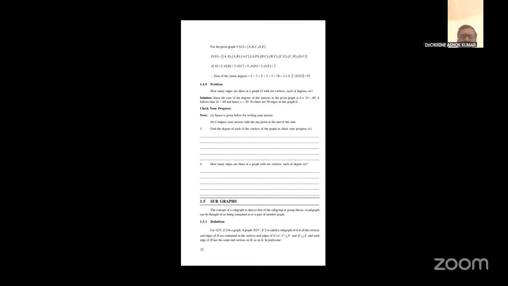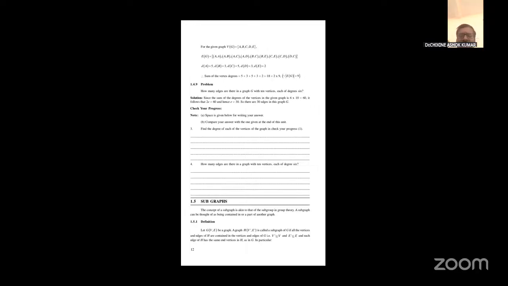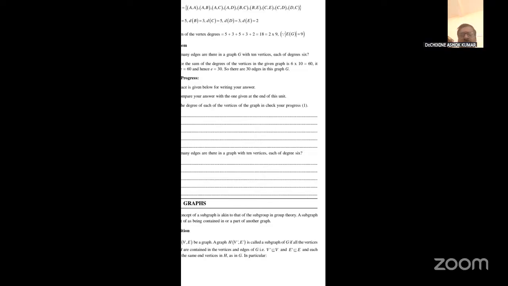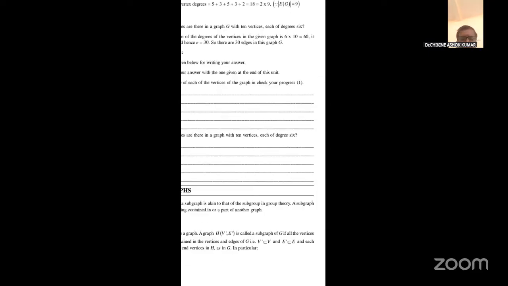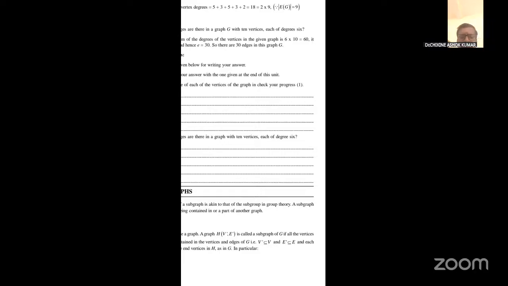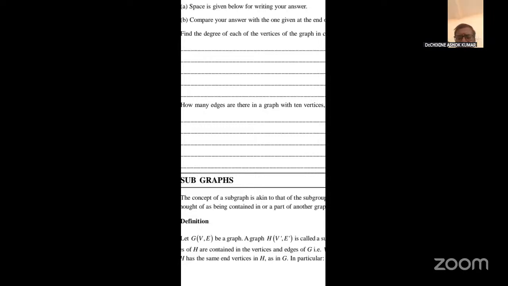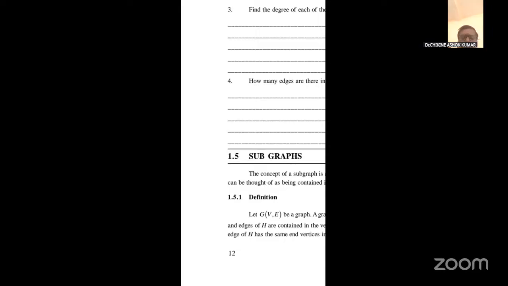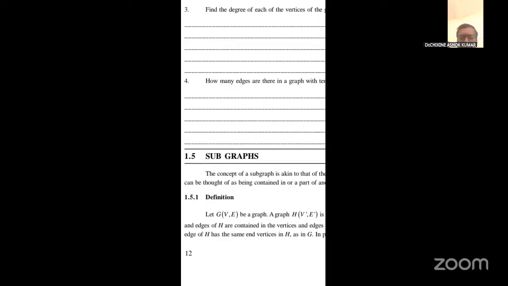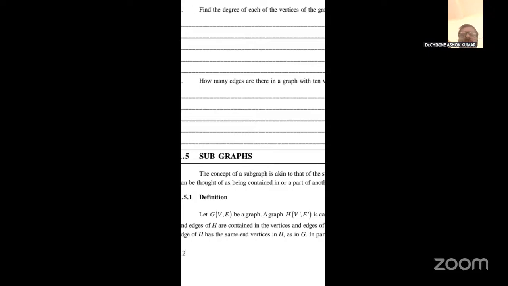Here is the definition. Let G be the graph with the vertices V and edges E. A graph H, another graph with V dash and E dash, where V dash is the set of vertices and E dash is the set of edges, is called a subgraph of G if V dash is a subset of V and E dash is a subset of E, and each edge of H has the same end vertices in H as in G. Then it is known as a subgraph.